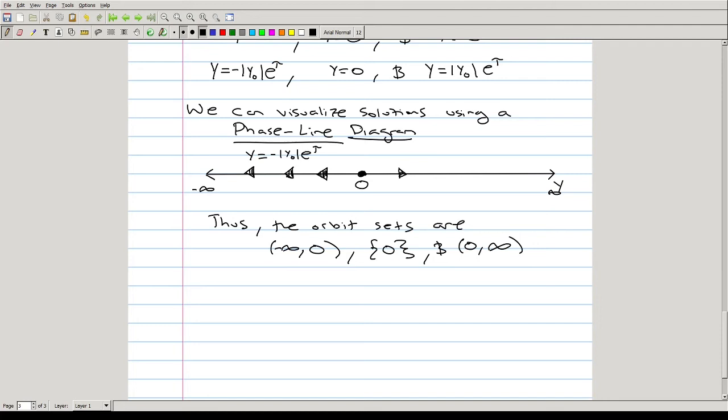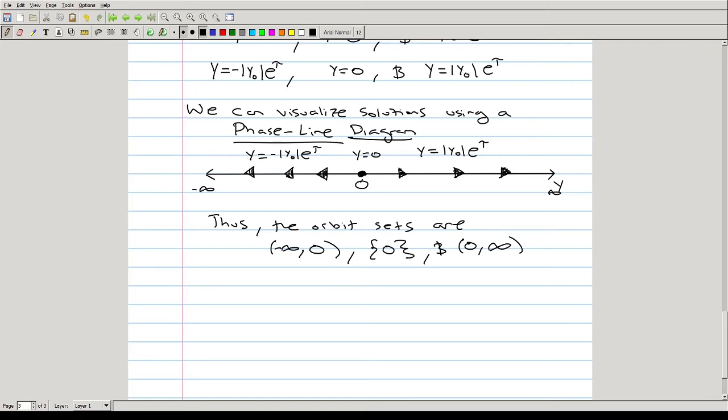Similarly, for the other solution, or the solution corresponding to this orbit set, for any initial condition here that's in this orbit set right here, the solution is going to head out to positive infinity, because the solution is characterized by absolute value of y0 times e to the tau. And the solution corresponding to an initial condition in the middle orbit set, or 0, is just going to be 0. It's going to stay put at that equilibrium point.